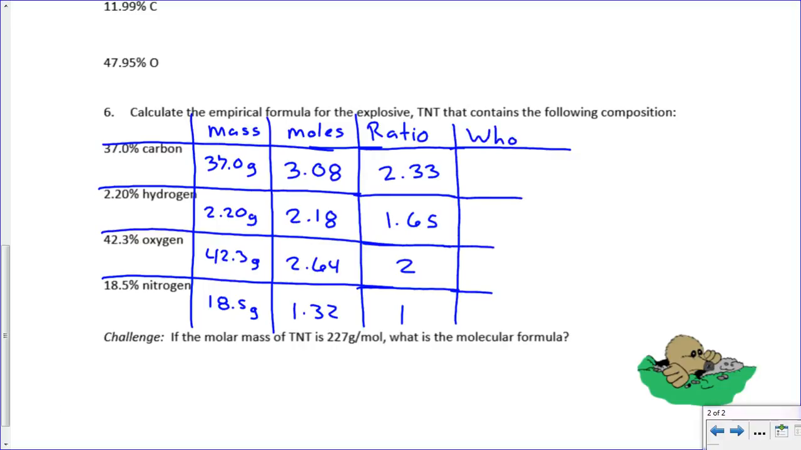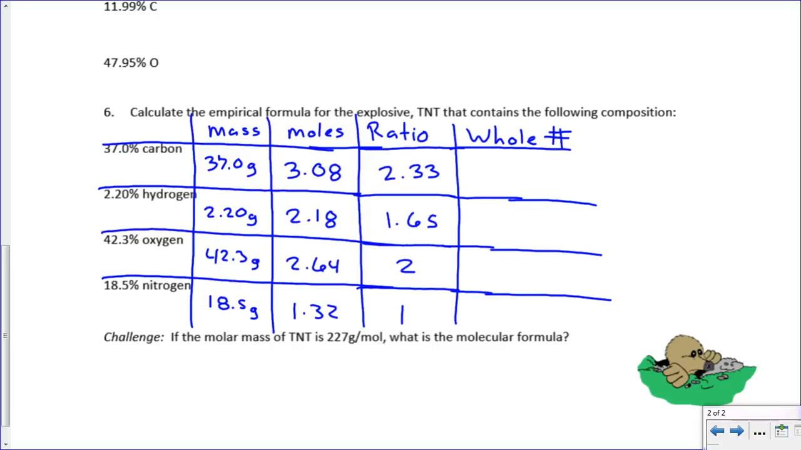Now you'll see here, these ratios are actually not nice, near-whole numbers. We get this weird 2.33 and 1.65. You have to think about what fraction they're near. Hopefully if you're good at math, 2.33 looks a lot like 2 1/3, and 1.65 is pretty close to 1 2/3. So what we're dealing with here are ratios that are in thirds.